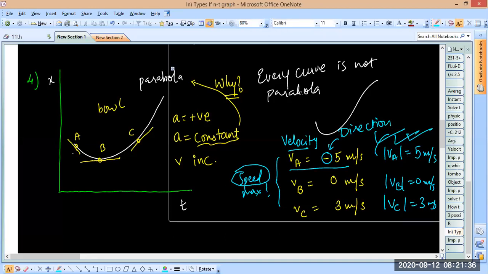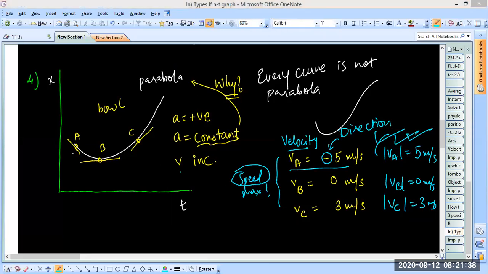Okay. So that's why, see, that's why I'm writing velocity increases. I'm not saying anything about speed. Speed first decreases, then increases. So we are not writing about speed. All right. We are only writing about velocity. Velocity increases. Speed, you should know, depends on the situation actually. I'm just joking. Speed really depends on what's going on.